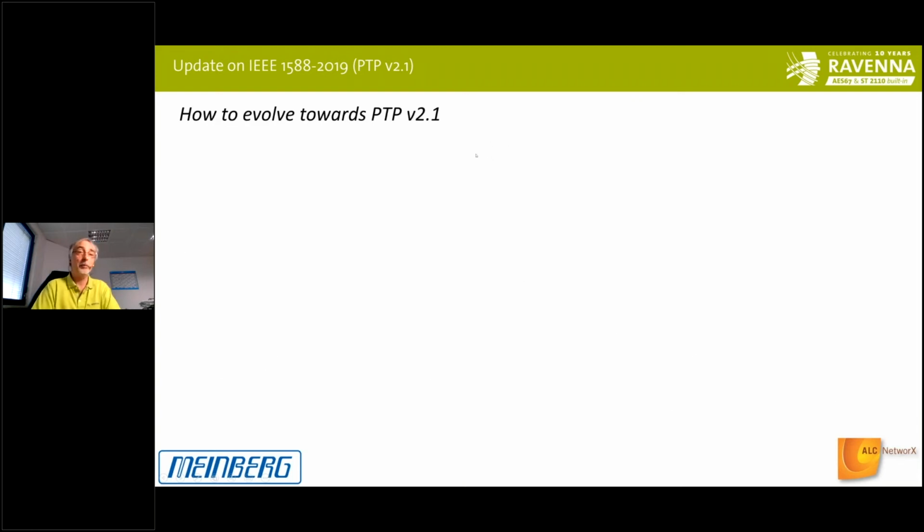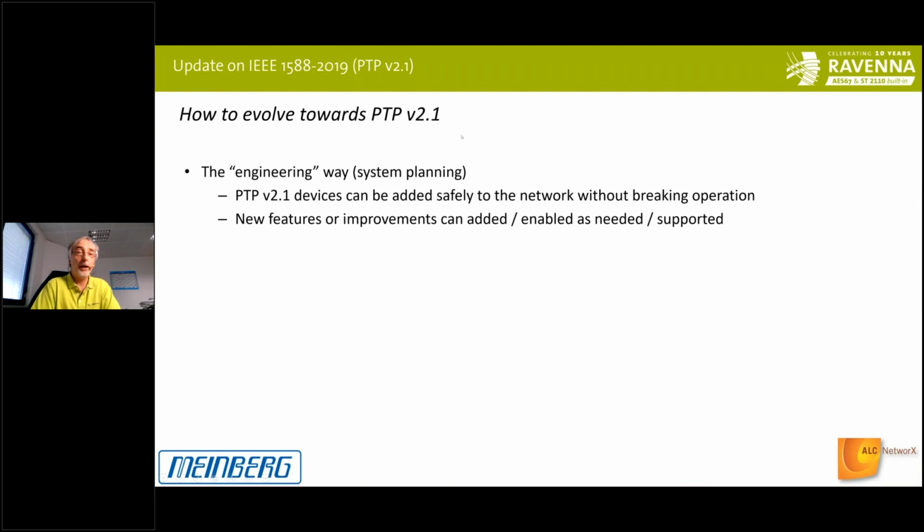So the question actually is, how can we evolve existing systems and devices towards PTP version 2.1? Well, there are two ways. One is the engineering way through system planning. Since we have the backward compatibility, we can at any time insert PTP version 2.1 devices safely into our network system without breaking the operations, and then the new features or improvements can be added or enabled as needed and supported by those devices. So that's the engineering way, by subsequently adding devices in those areas where we need additional features.